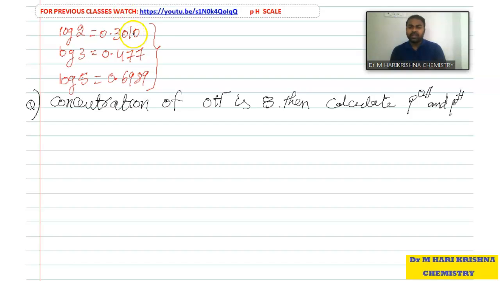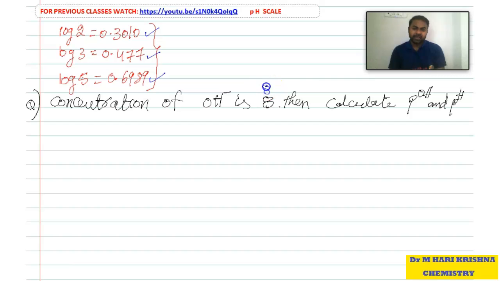So log 2 value is 0.3010, log 3 is 0.477, log 5 is 0.6989. So try to remember at least these three values. So the next question is: concentration of OH minus is 8.